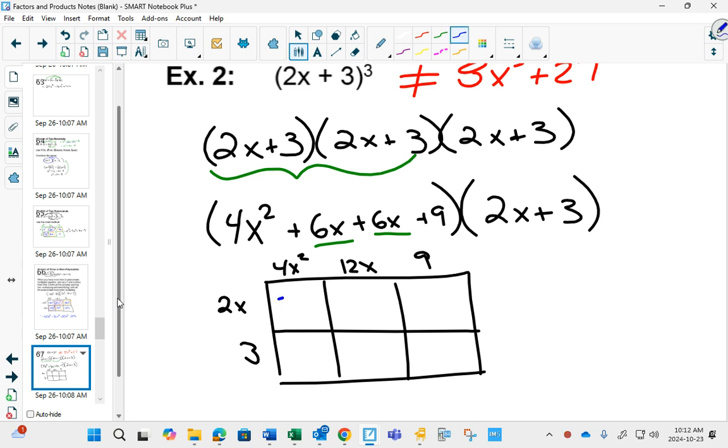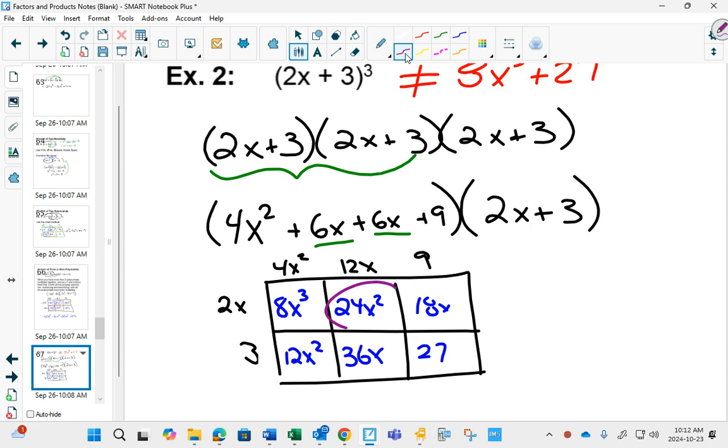So 2x times 4x squared, 8x cubed. 2x times 12x, 24x squared. 2x times 9, 18x. 3 times 4x squared, 12x squared. 3 times 12, 36x. And 3 times 9, 27.